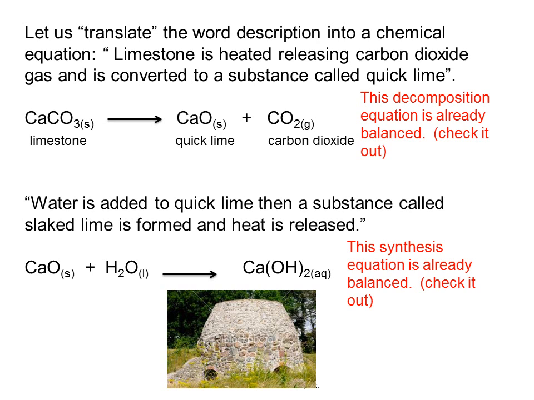Then water is added to quicklime to make slaked lime, and heat is released. Here's that reaction. Quicklime plus water forms this. And again, you can see this equation is balanced. 2 hydrogens, 2 hydrogens, 2 oxygens, 2 oxygens.